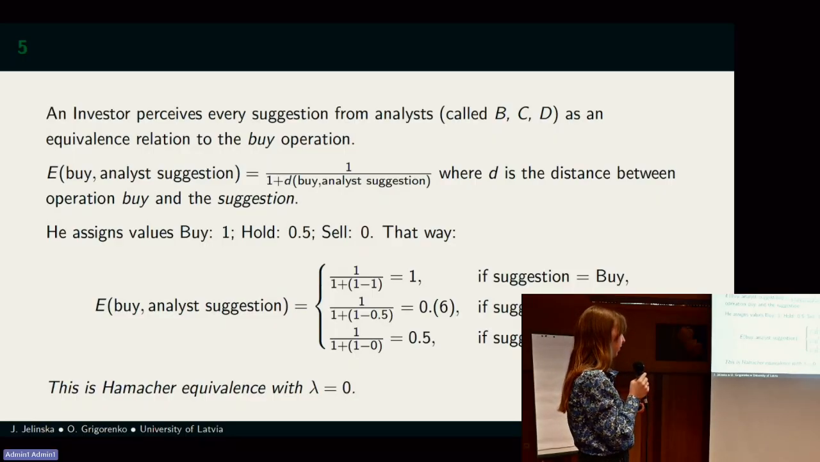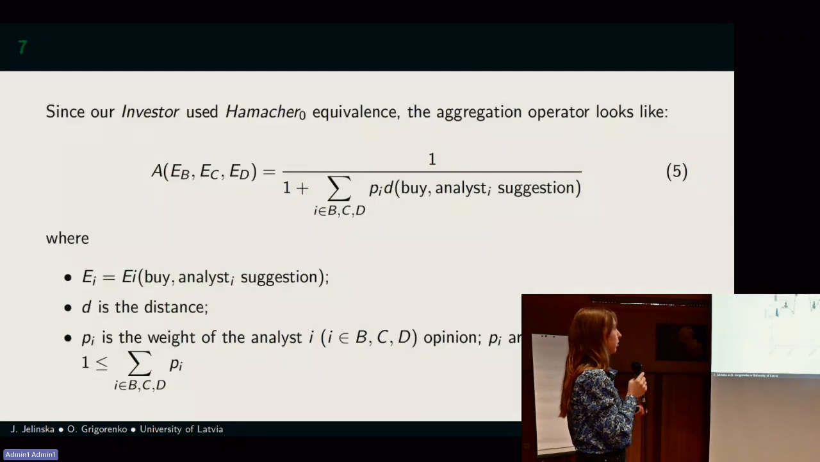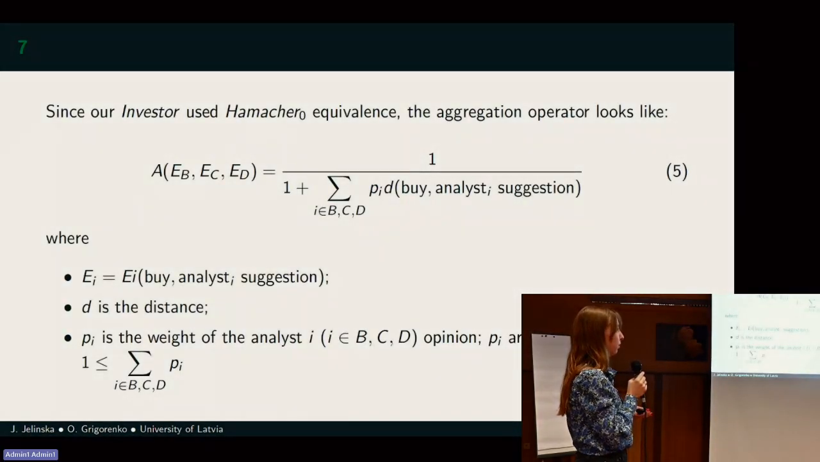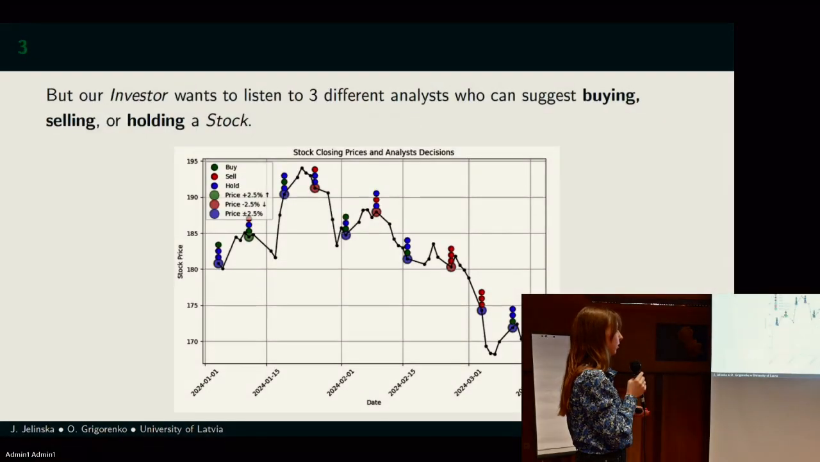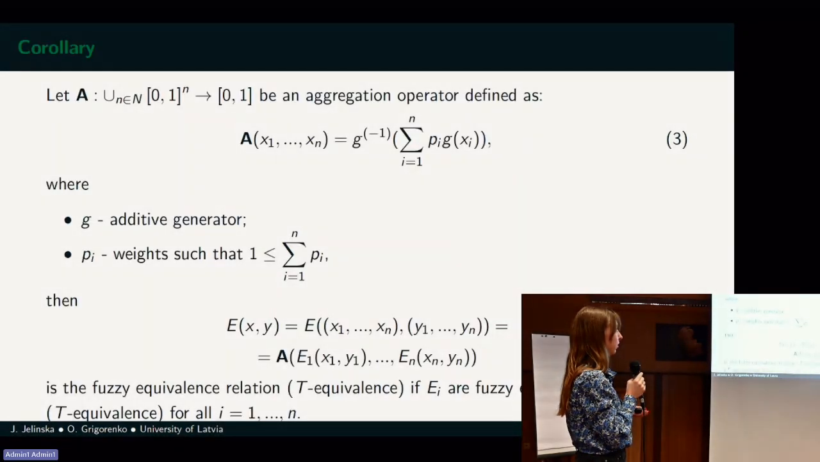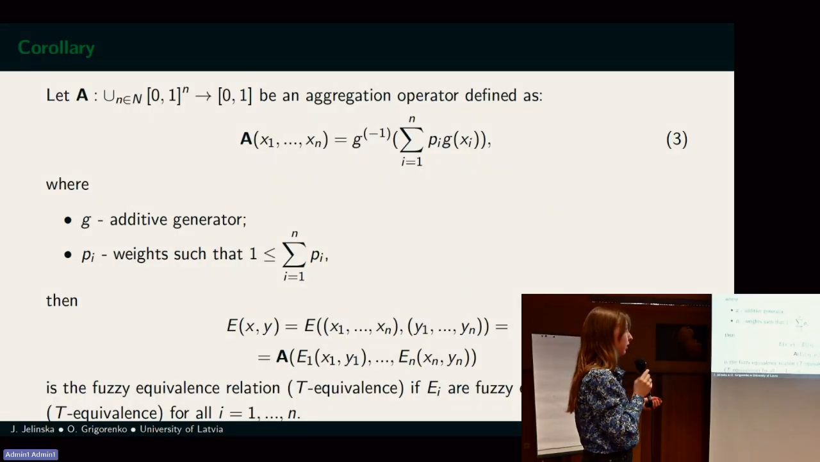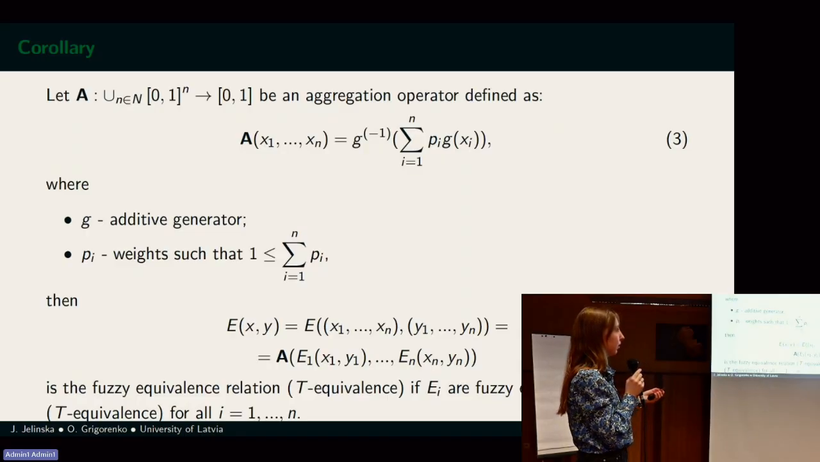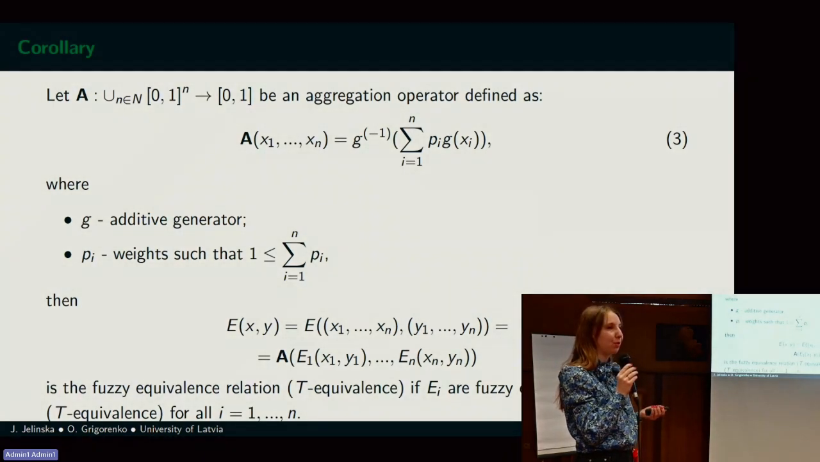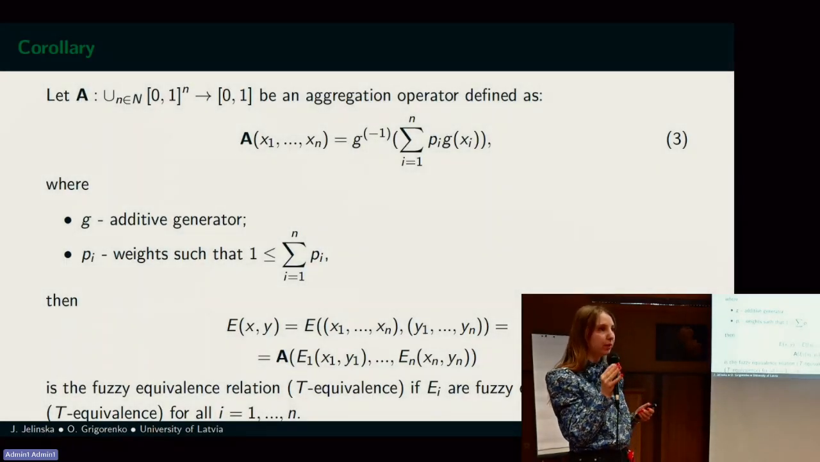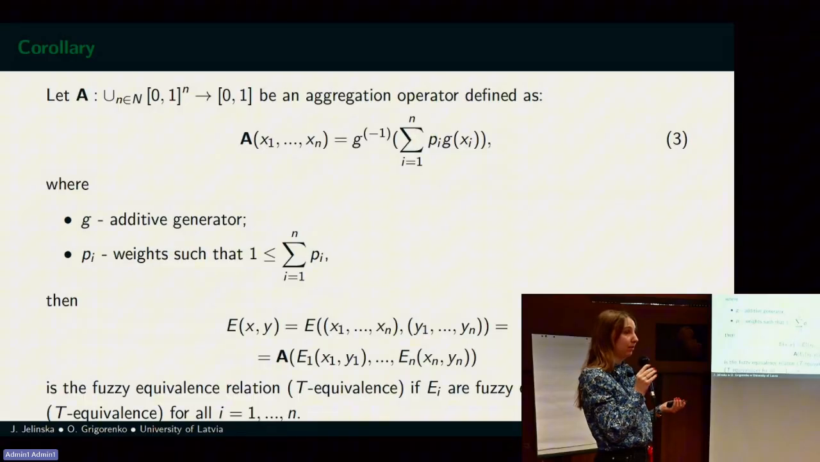Yes. So we use Hamacher equivalence with lambda 0, and then the corresponding aggregation operator will look like this, because the inverse of the additive generator of the Hamacher T-norm will be at the end almost the same as the equivalence. So it's just a construction of the form. I think it's just a coincidence that the aggregation operator looks so nicely similar to the equivalence.